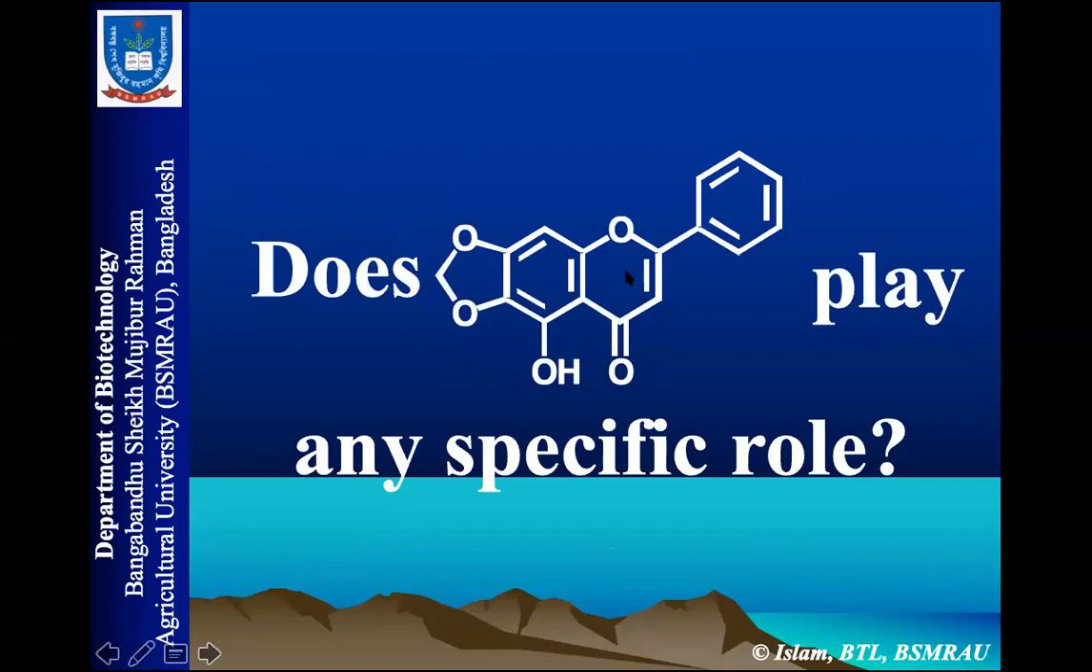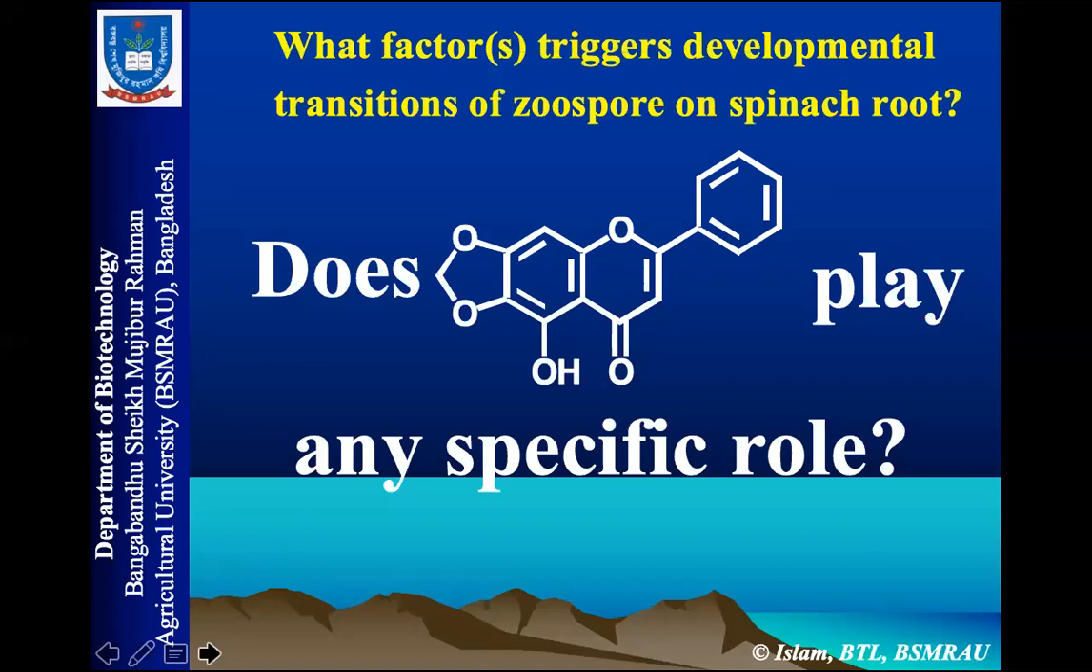We asked whether cochliophilin A, in addition to attractant activity, has any other specific role. For example, the zoospore, after attraction, needs to become an encysted cystospore and then germinate to initiate the infection. The zoospore alone cannot enter the plant tissue to initiate the infection. So our question was whether cochliophilin A has any other role in addition to the attractant activity, that is, whether it is involved in encystment, triggering the developmental transition, and germination of the zoospore on the plant root.